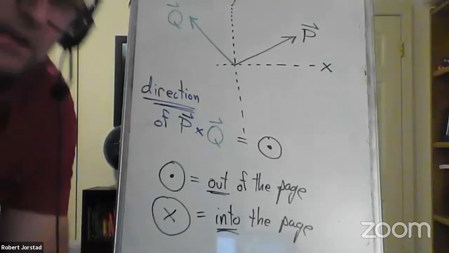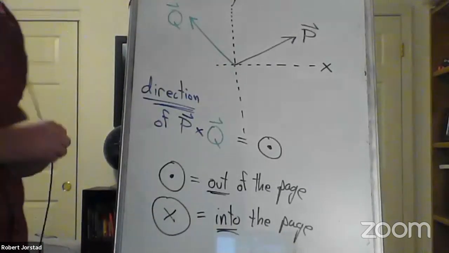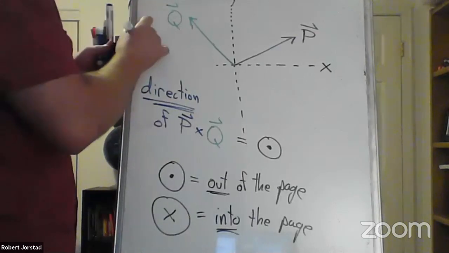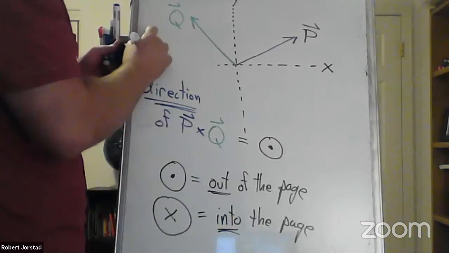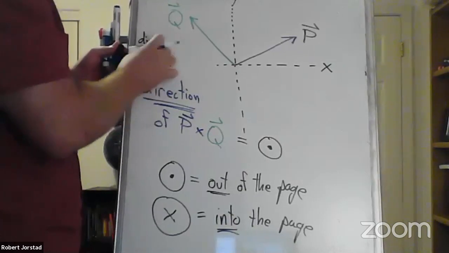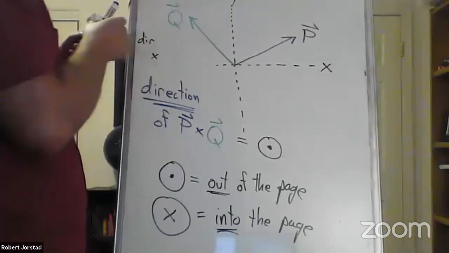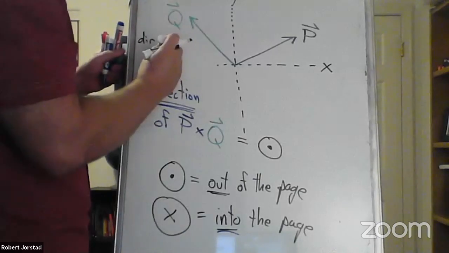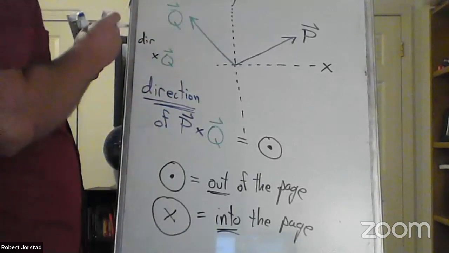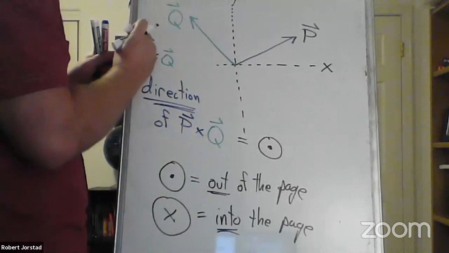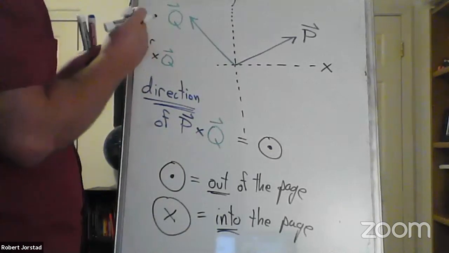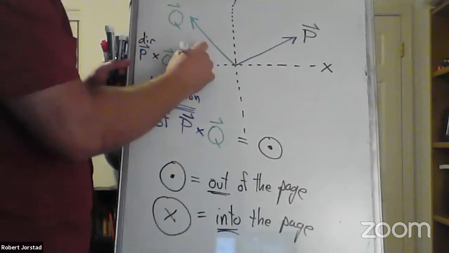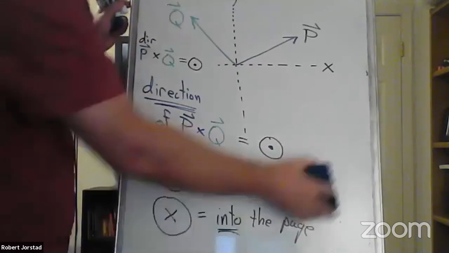So now we already figured out the direction. I'm just going to write that here somewhere so I don't lose it. I just need more board space. Direction of P cross Q was out of the page. So now I can erase all this.